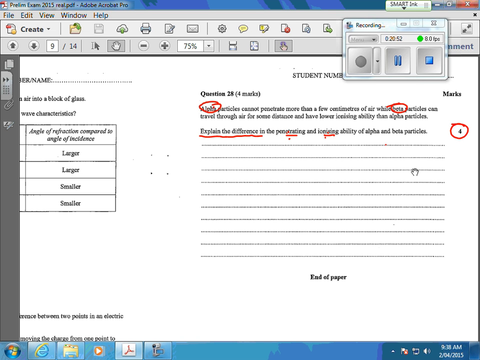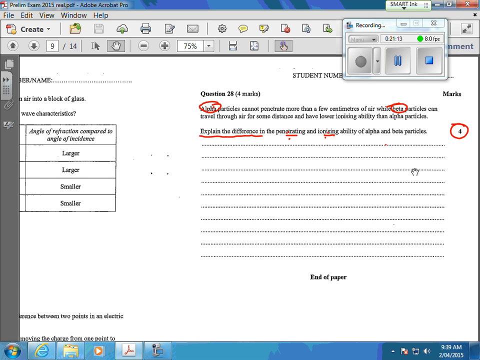As far as I'm concerned, I explained the difference in penetrating and ionising ability. I just didn't explain what the thing was. I only got half marks for it. The answer, as I've said very often, is often in the depth of detail they give. You can be perfectly right and still not right enough to get the marks at the level they expect you to.